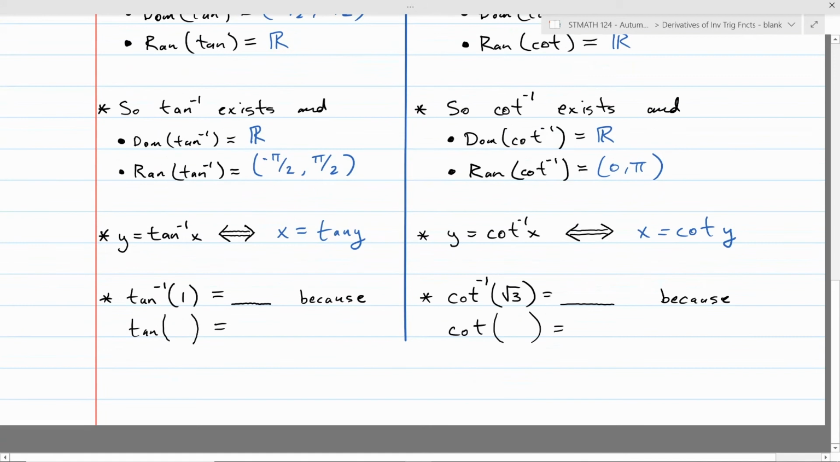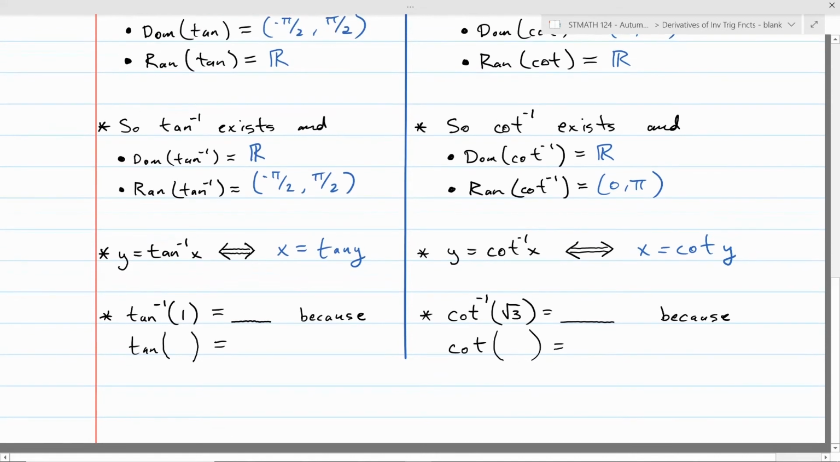And then as a specific example there at the bottom, I can say, hey, what is tangent inverse of 1? Tangent inverse of 1 just means what angle do you plug into the original tangent between negative pi over 2 and positive pi over 2, because that was the restriction on our domain originally. So what angle between negative pi over 2 and positive pi over 2 do you plug into tangent and you get back 1? Well, I know that tangent of pi over 4 equals 1, and pi over 4 is in the appropriate range.